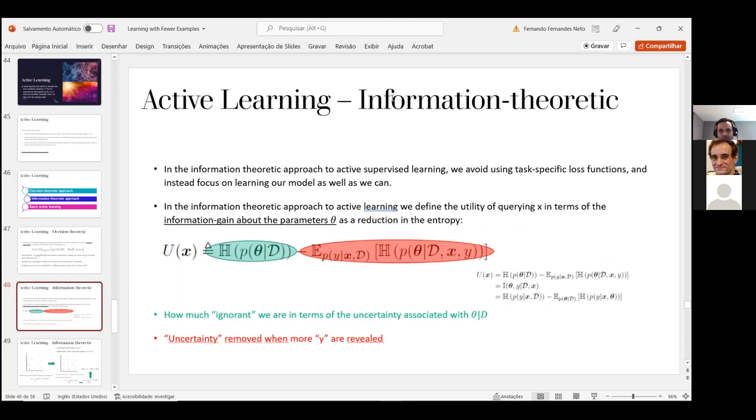In the information theoretic approach, we avoid using task-specific loss functions, and instead we focus on learning our model as well as we can. So in the information theoretic approach, we define the utility of querying X in terms of information gain about the parameters theta, as a reduction in the entropy. This part of the expression defines how ignorant we are, in terms of the uncertainty associated with theta given D, and the red part of the expression is the uncertainty removed when more y's are revealed.